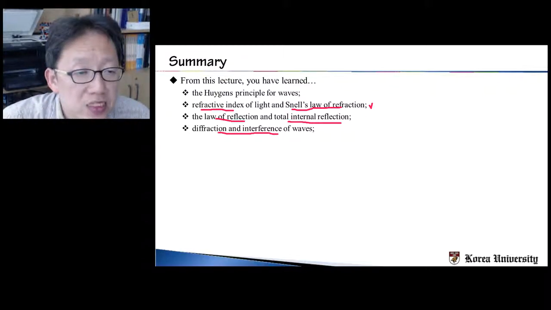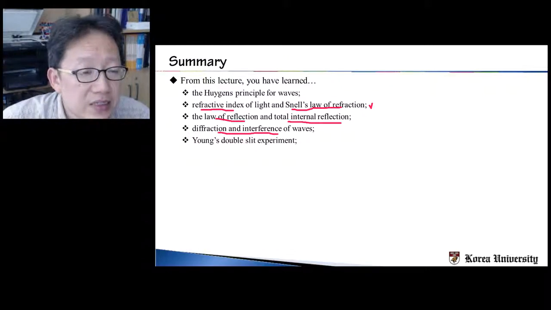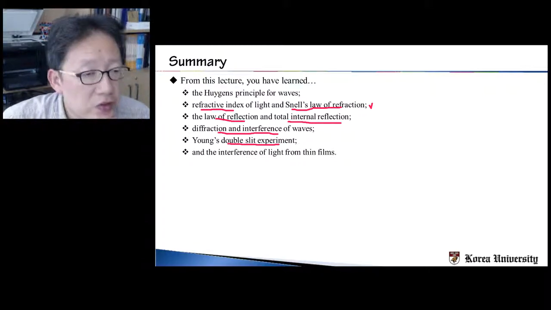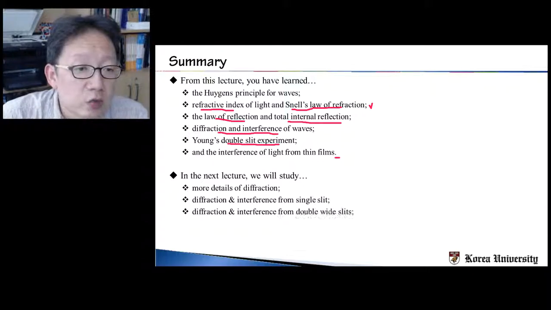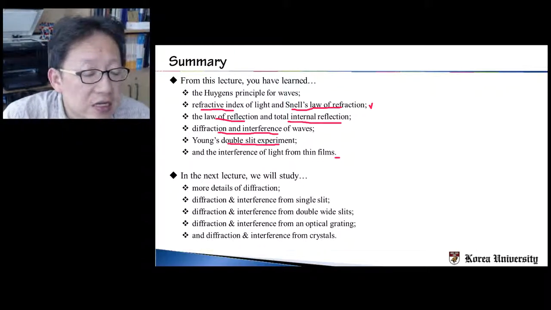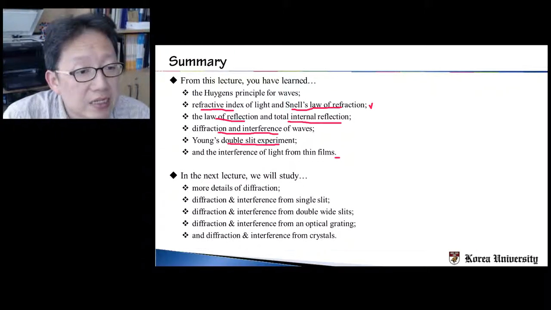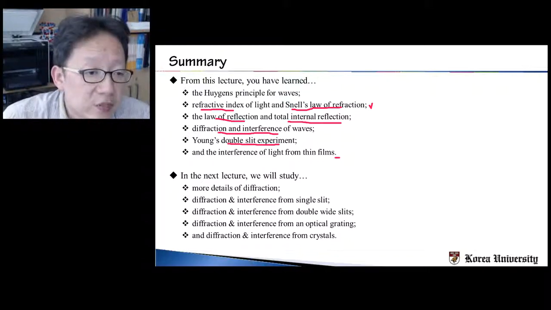So we can use these methods to prove the wave nature of light. And as the most important example of the interference experiment, we studied the result of Young's double slit experiment. Okay, we also learned the interference of light from thin films. Okay, and in the next lecture, we will continue to study interference and diffraction and think about many different examples like those listed here. Okay.